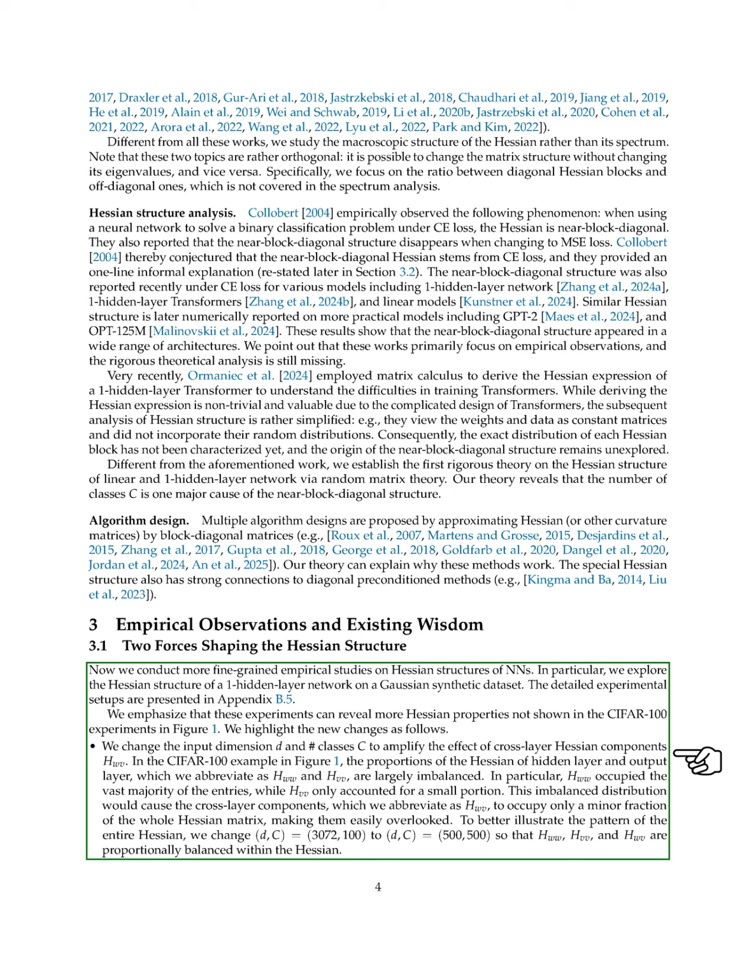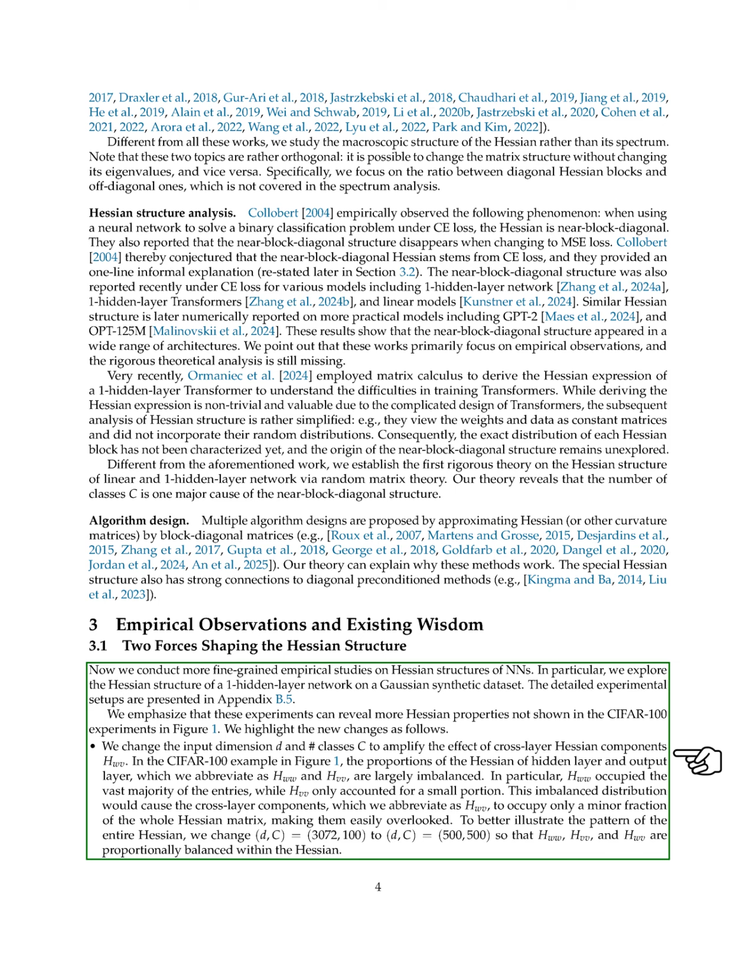We make several changes to our approach. We adjust the input dimensions to 48 by 48 and the number of classes to 12 by 12 to enhance the impact of cross-layer Hessian components. In the CIFAR-100 example, the proportions of the Hessian for the hidden layer and output layer are imbalanced, with the hidden layer dominating the entries while the output layer has only a small share. This imbalance can lead to the cross-layer components being overlooked.